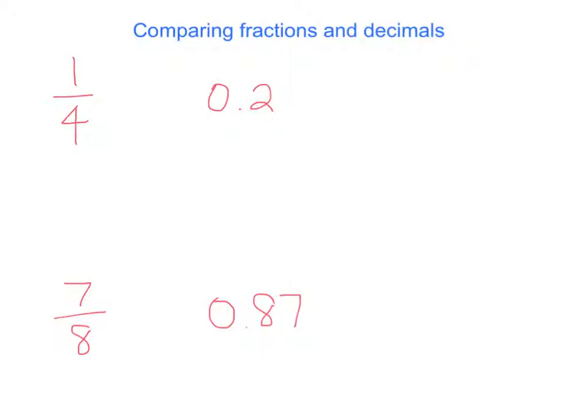Comparing fractions and decimals. So the first example is 1/4 and 0.2. So this is where it's helpful to know that the decimal conversion for 1/4 is 0.25. So when we compare those, we have a 2 in both, but we have a 5 in this one, and what would follow this 2 would be a 0, so we would know that 1/4 is greater than 0.20.